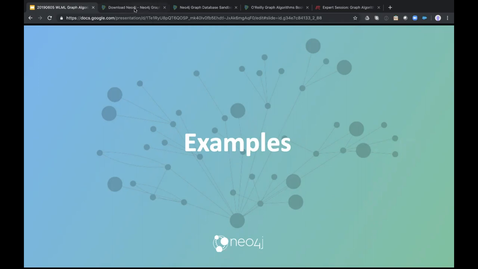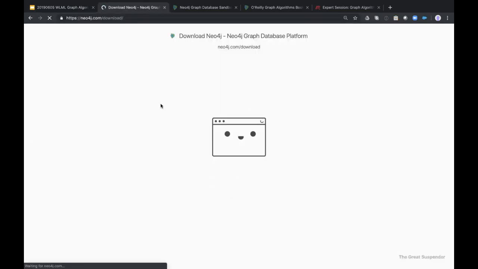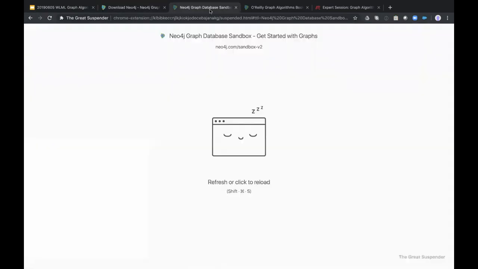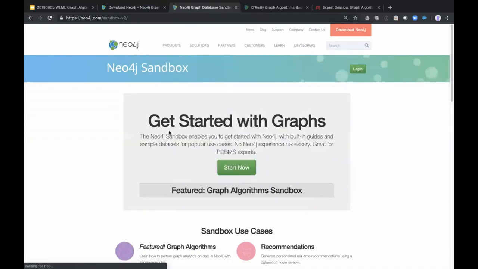Again, I hope you have downloaded either Neo4j desktop or created a sandbox for yourself. And the data set that we're going to be playing around with is the Graph of Thrones, right?